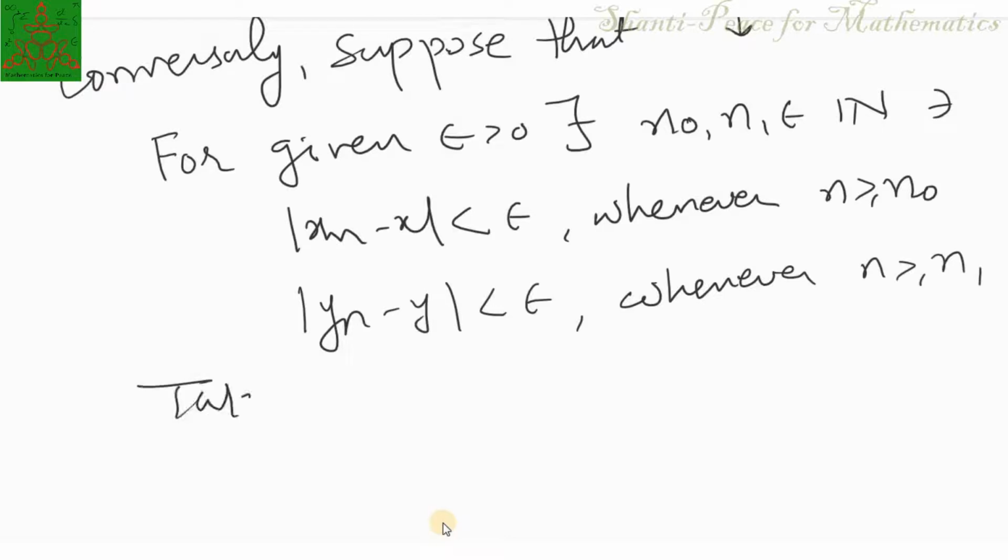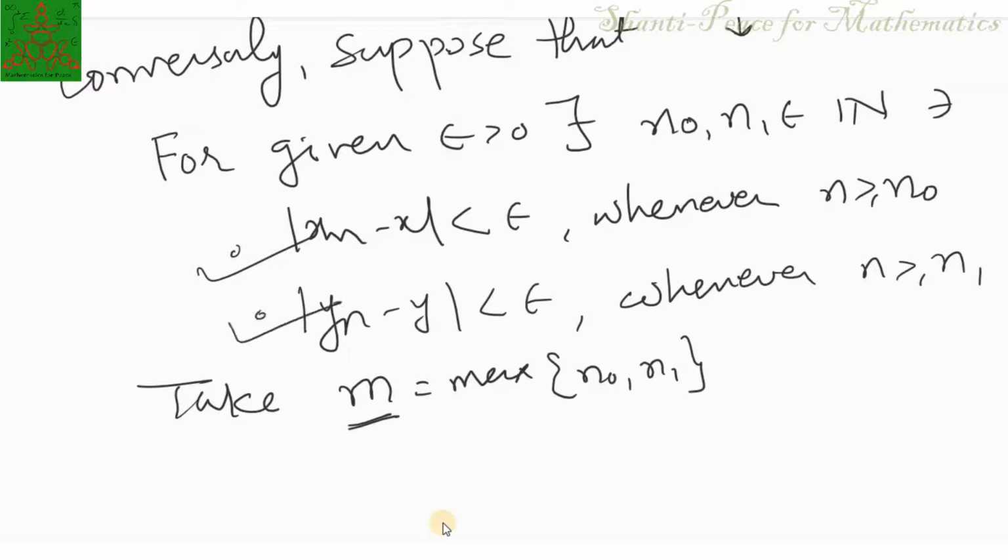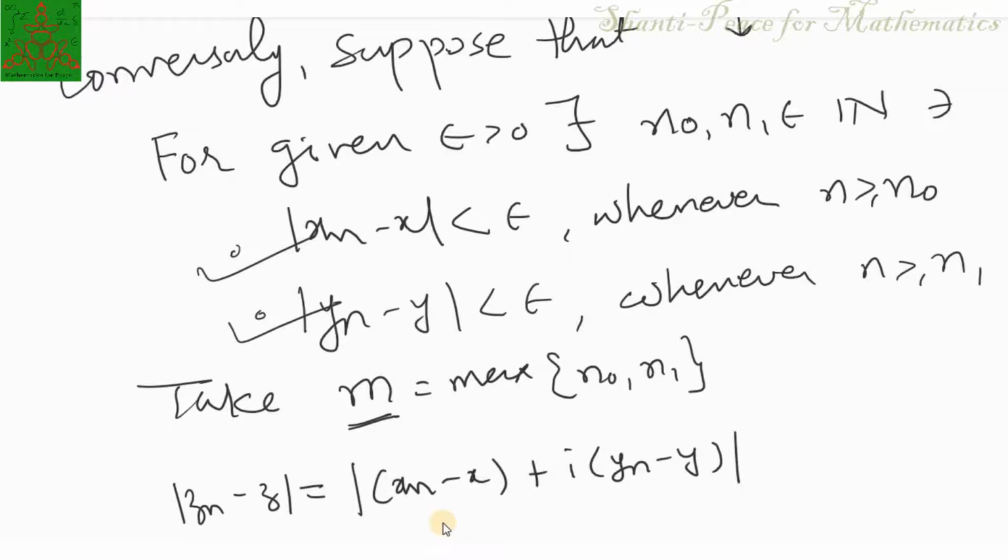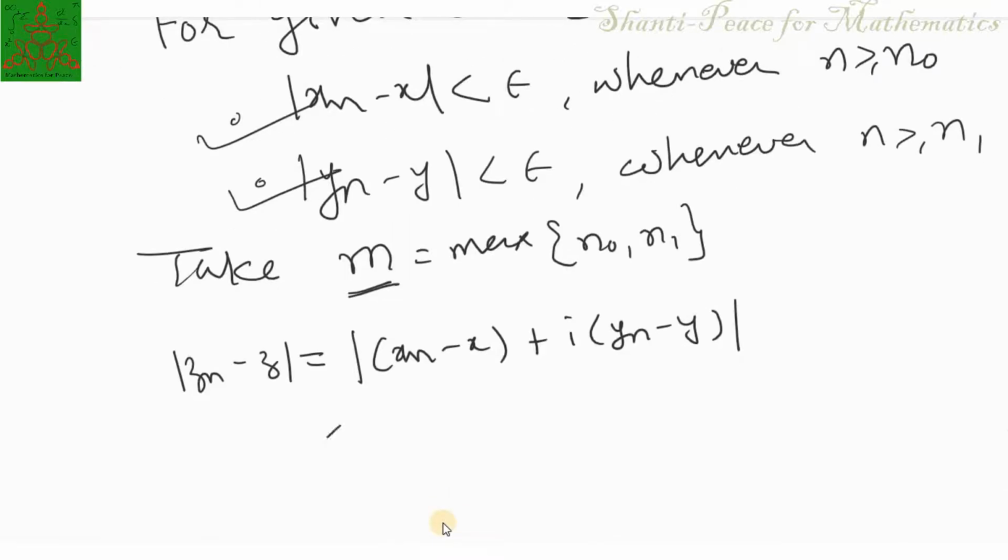Now I will take m equal to the maximum of n0 and n1. So this statement is true for n greater than or equal to m, and this statement is also true for n greater than or equal to m. We'll start with zn minus z, because I want to prove that zn minus z is less than epsilon. As discussed above, zn minus z is (xn minus x) plus i (yn minus y). Now by triangle inequality, this is less than or equal to mod of xn minus x plus mod of yn minus y.